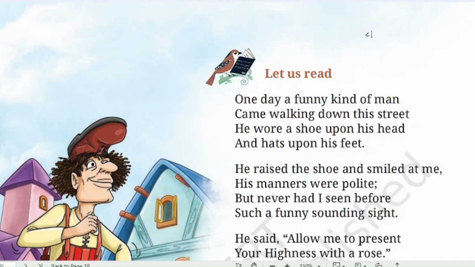You see, here is a man coming down the street. And how is he coming? He wore a shoe upon his head. He was wearing a shoe on his head, hats upon his feet. Usually we wear a hat on our head and shoes on our feet, isn't it? But here this man was wearing just the opposite. He was looking funny because he is wearing the shoe on his head and hats on his feet. That's silly, right? We usually wear shoes on our feet and hats on our head, but he does this opposite.